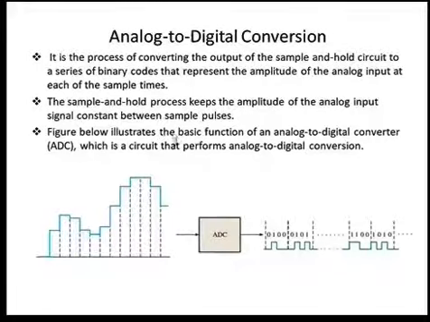So the figure below illustrates the basic function of an analog to digital converter, which is the circuit that performs analog to digital conversion. So what is this? This is the output of the sample and hold circuit. That is, it is stair step. So we give this to the ADC, and the output of the ADC you can see here is the binary values.